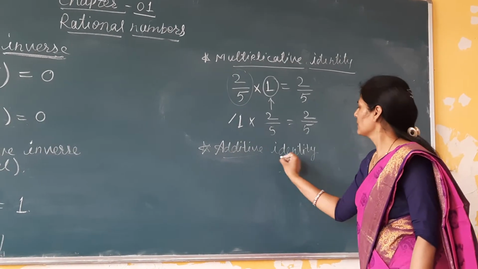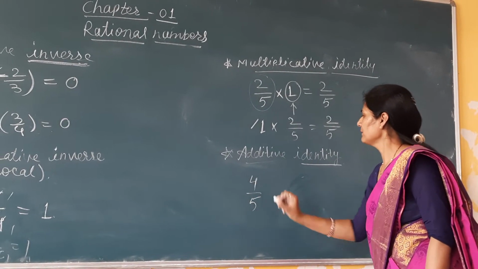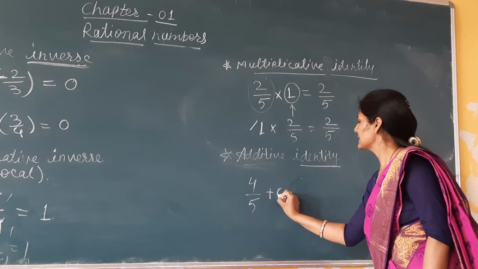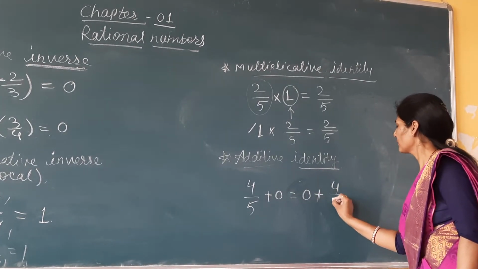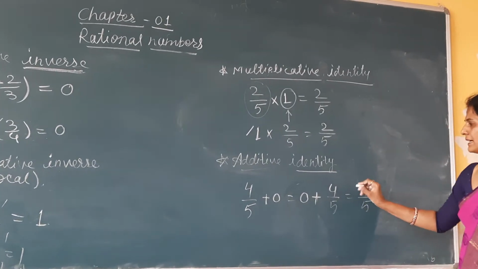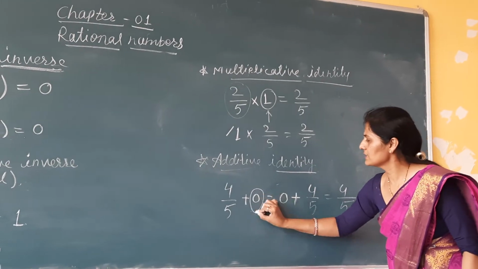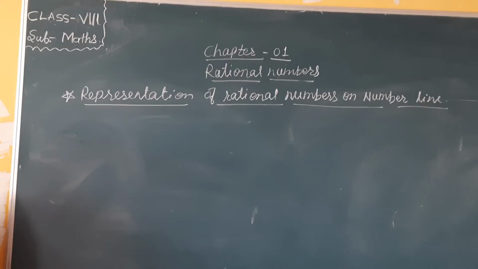Now additive identity. Suppose you have 4 upon 5, then if you add 0 in that, 0 plus 4 upon 5, then you will get the same rational number. That means 0 is the additive identity of rational numbers.